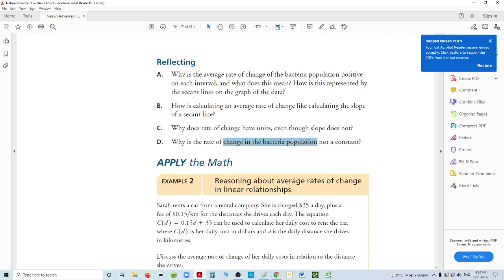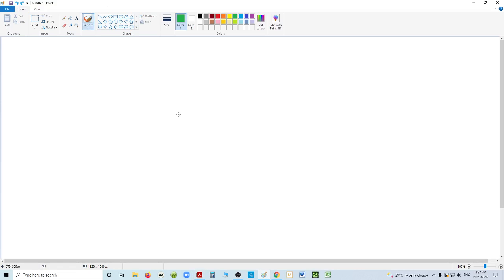Why is the rate of change in the bacteria population not a constant? Well, that comes up with your knowledge of growth. So bacteria, when they double, they've got 2. But when I double again, I've got 4. When I double again, I've got 8. When I double again, I've got 16. When I double again, I've got 32. And on a graph, that's like that.